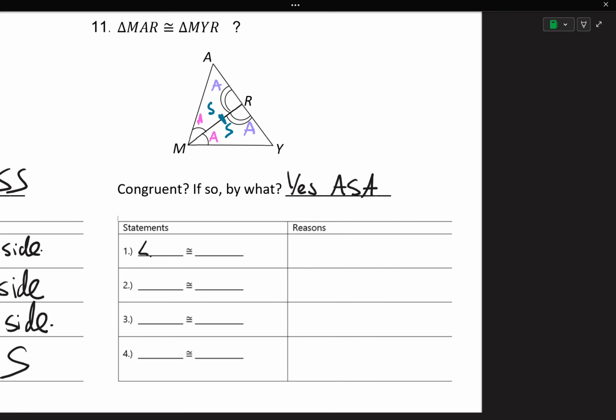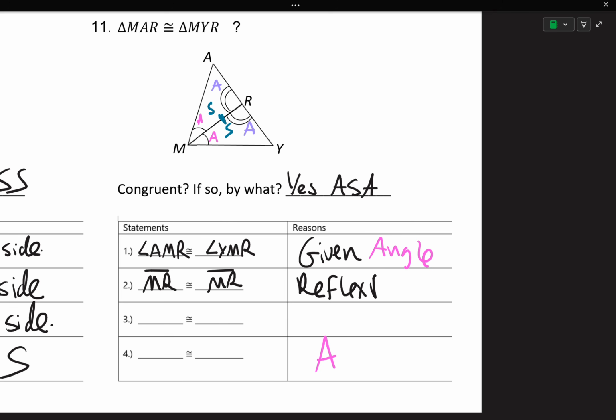I have angle AMR congruent to angle YMR. And this was a given angle. We have the middle side. This is funny. We have MR congruent to MR. And this was the reflexive property, which is a side.